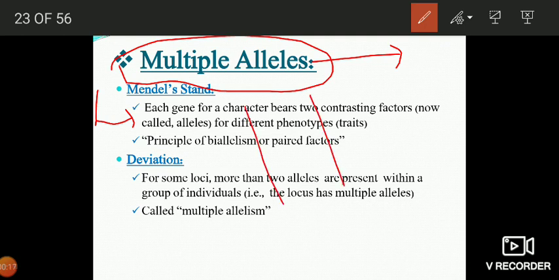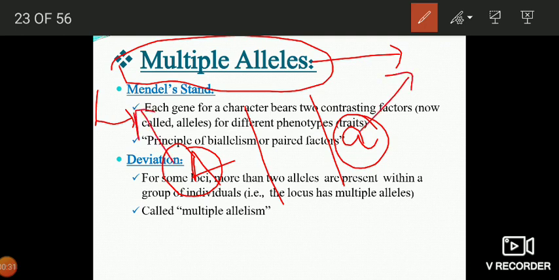यहाँ पे आप देख लीजिए. According to Mendel, each gene is being represented by two contrasting factors or two contrasting alleles, or you can say each character is being represented by two contrasting factors, and these factors they govern different phenotypes or different traits. याद रखना बेटा, this will lead to one trait, one phenotype, and this will lead to another phenotype. This was the concept of biallelism or principle of biallelism or principle of paired factors on which Mendel believed. Okay.